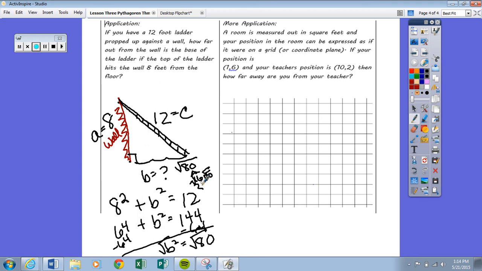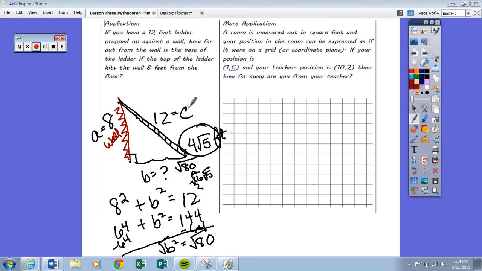So the square root of 16 is 4. And the square root of 5 is the square root of 5. It doesn't simplify anymore. This is the answer. And I'm going to put feet because we're talking about feet in this word problem. So that's how you want to write your answer, okay?